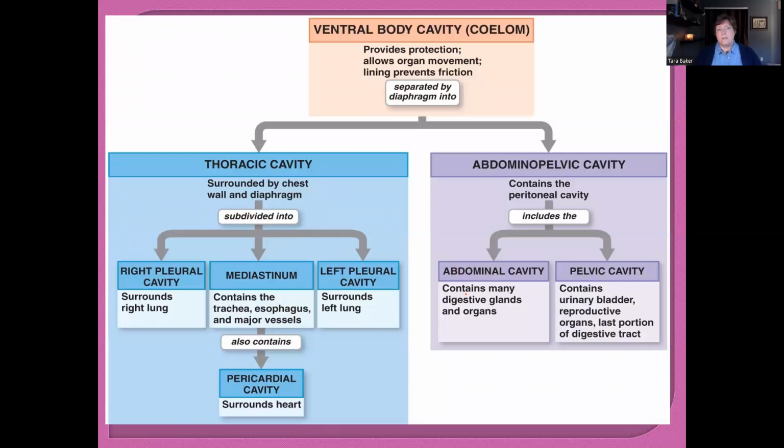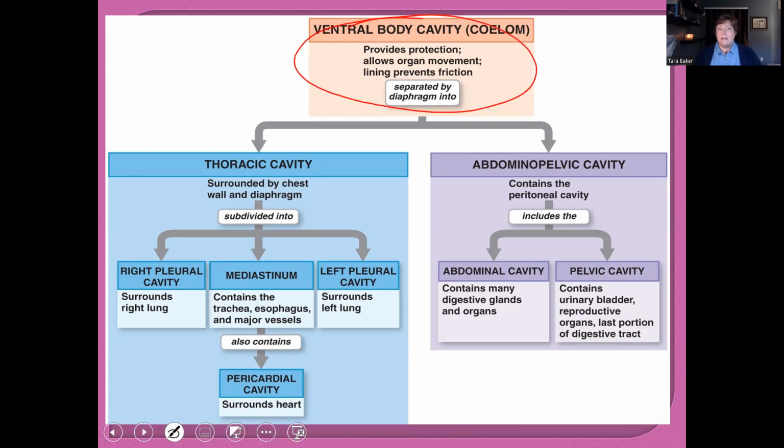So if we look here in this picture, the ventral body cavity is going to be separated by the diaphragm. So the diaphragm is a muscle that lies right underneath your rib cage, and that diaphragm is a really, really thin muscle. Above that diaphragm is going to be your thoracic cavity, and below that, all the way to your pelvic bones, is going to be your abdominal pelvic cavity.